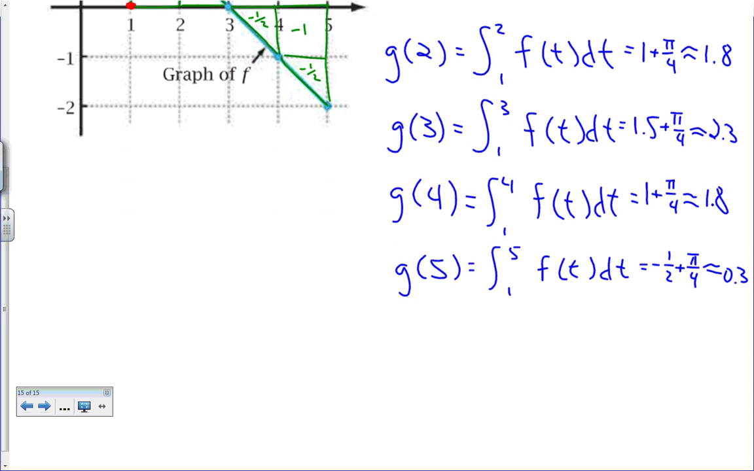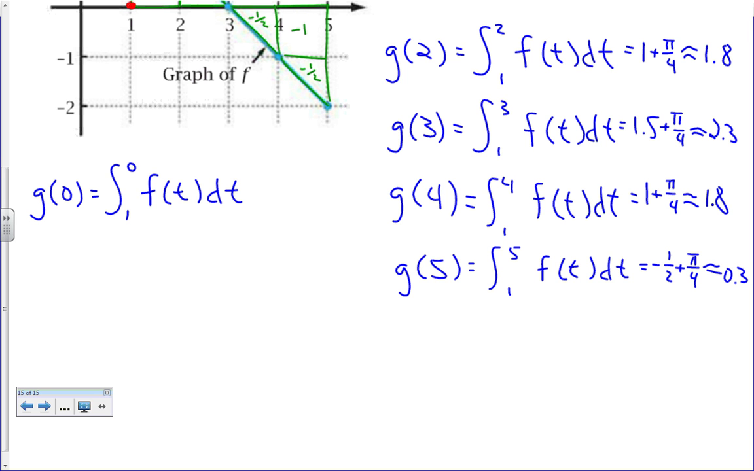Okay, so g of 0, let me do that over here. G of 0 is going to be the integral from 1 to 0. Remember, you changed the upper bound there. That was x, so we replaced that with the 0, of f of t dt.